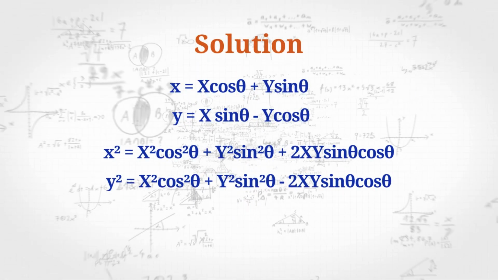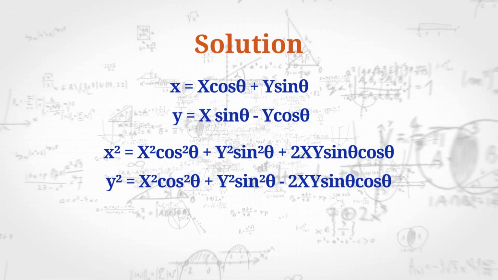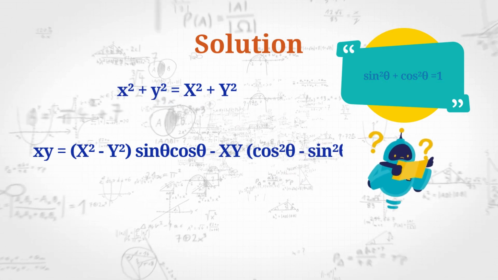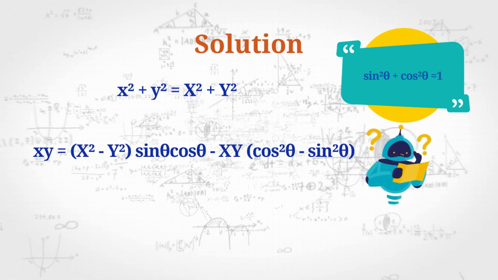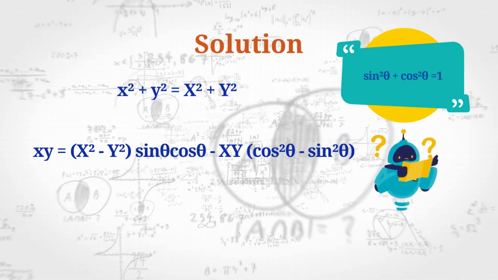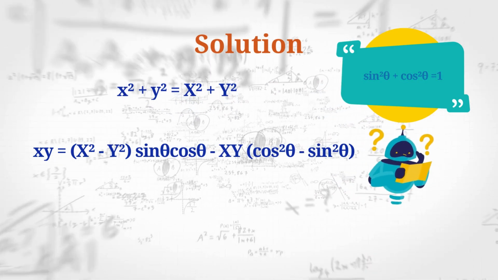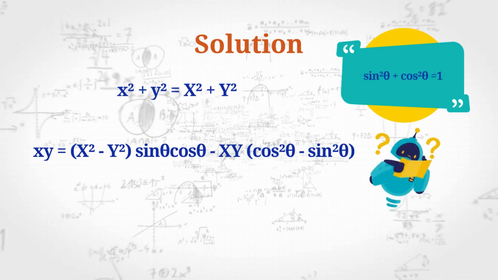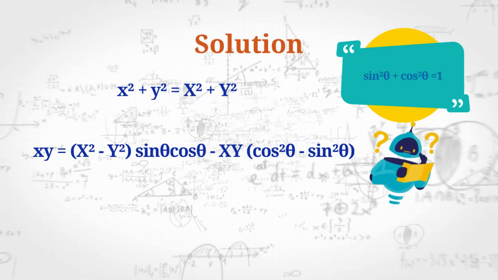By squaring and adding the given values of x and y, we get x squared plus y squared equals capital X squared plus capital Y squared, and multiplying these values, we get xy equals (capital X squared minus capital Y squared) sine theta cos theta minus capital X times capital Y times (cos squared theta minus sine squared theta).